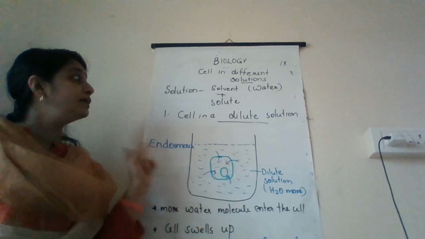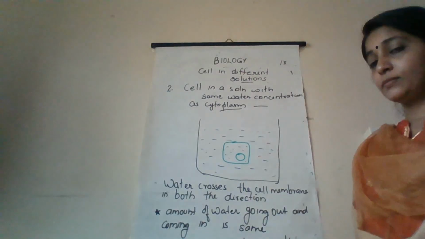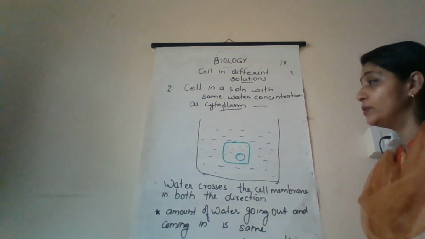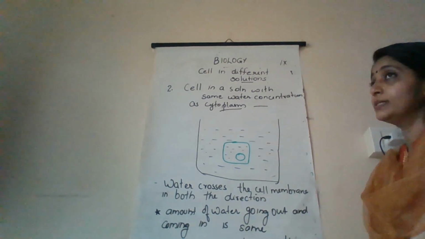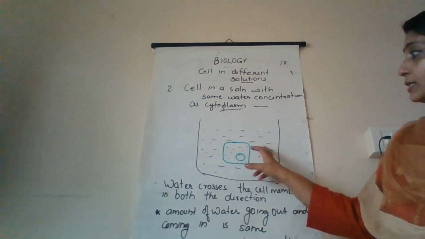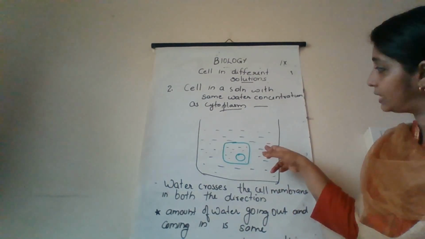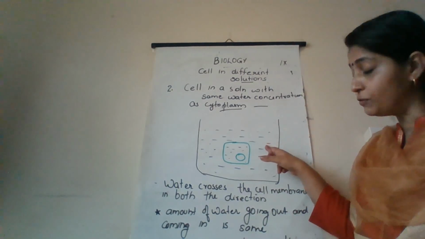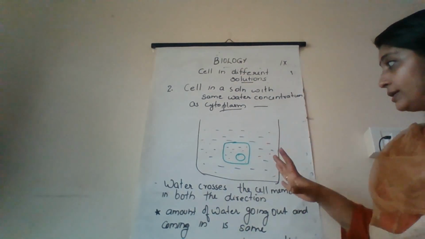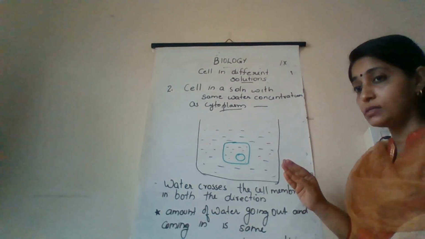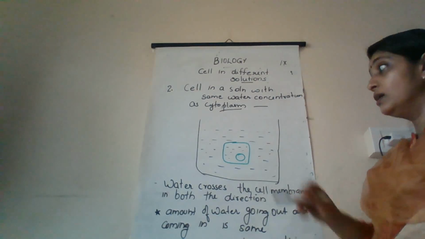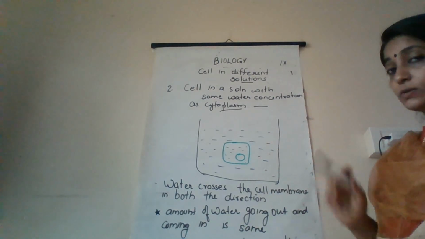Now we have to study the second case. The second case is a cell in a solution with the same water concentration as the cytoplasm. Here the cell is kept in a solution where the water concentration inside the cell and outside the cell is the same. We studied osmosis as the movement of water molecules from a region of higher concentration to a region of lower concentration, but here the water concentration inside and outside is the same.